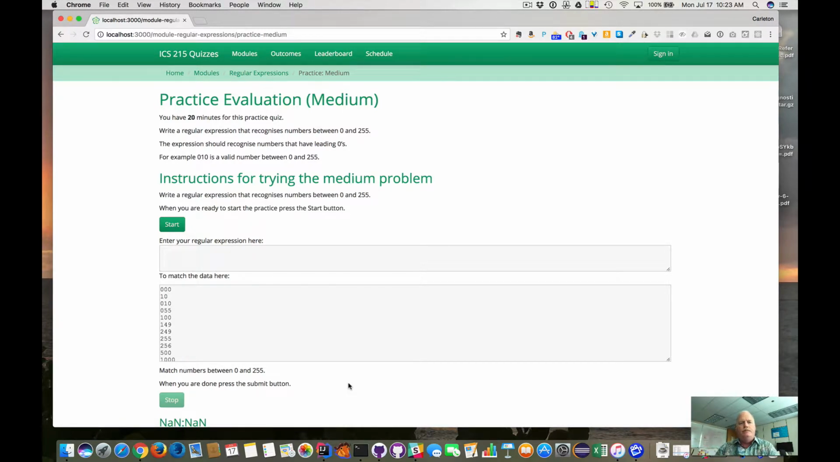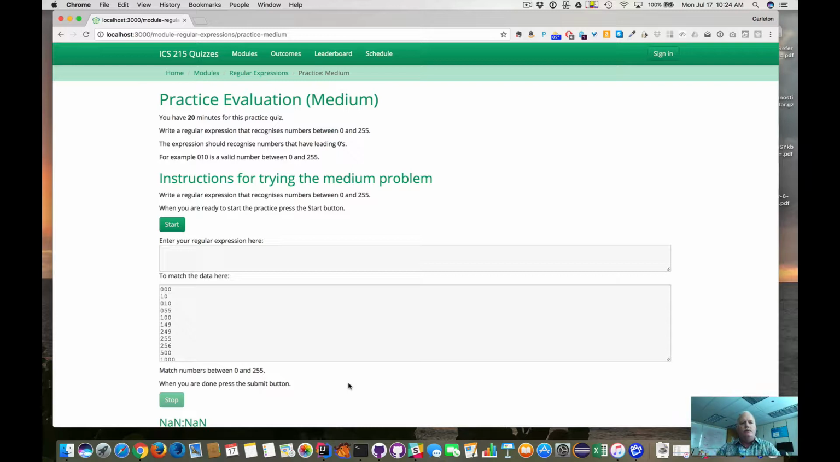Welcome to my attempt at solving the regular expression practice quiz of medium difficulty. I have 20 minutes for this quiz. That's how much time I have for medium quizzes. It's not going to take us anywhere near 20 minutes to solve this.